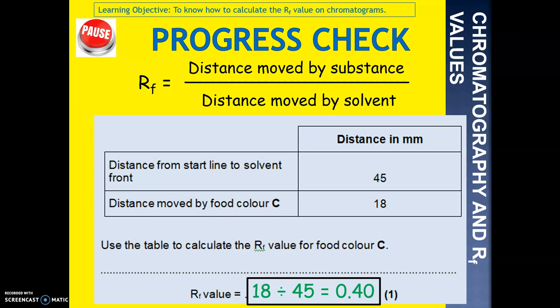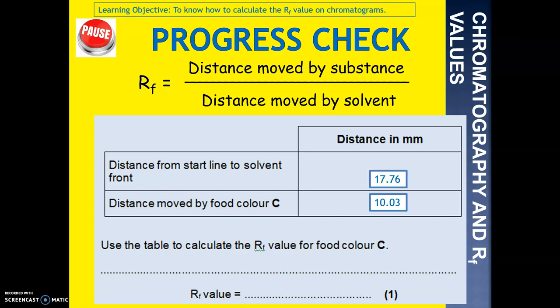What we're going to do on the next few slides, there's going to be a few progress checks just like this, and I want you to have a go yourselves. So next one here, we have 17.76 as the distance from start line to solvent, and then 10.03 distance moved by food colour C. And you have a go, and I'll give you 2 minutes to work this out. You will need a calculator, or if you're at home, just use a laptop or another technological device to work that out.